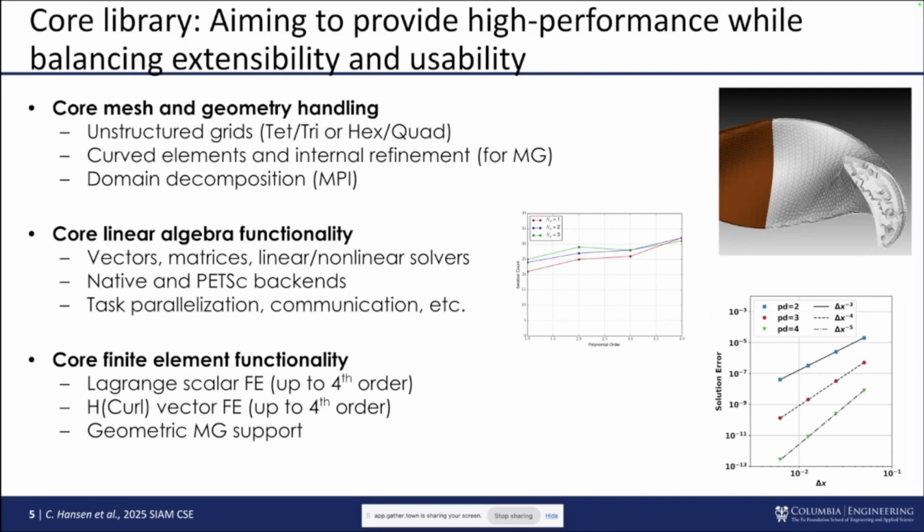So there's this core library that supports all the physics tools. And again, we're trying to provide some level of scalability between high performance while also balancing this desire of extensibility and usability. So there's sort of three components to the core. There's the core mesh and geometry handling. We support unstructured grids of either tetrahedra and triangles, or hexahedra and quadrilaterals. This can be 2 or 3D, so you can, of course, have grids that are just triangles or just quads without the 3D elements. We also support curved elements and internal refinement, which is important for multigrid. And then, of course, this handles the domain decomposition when running with MPI.